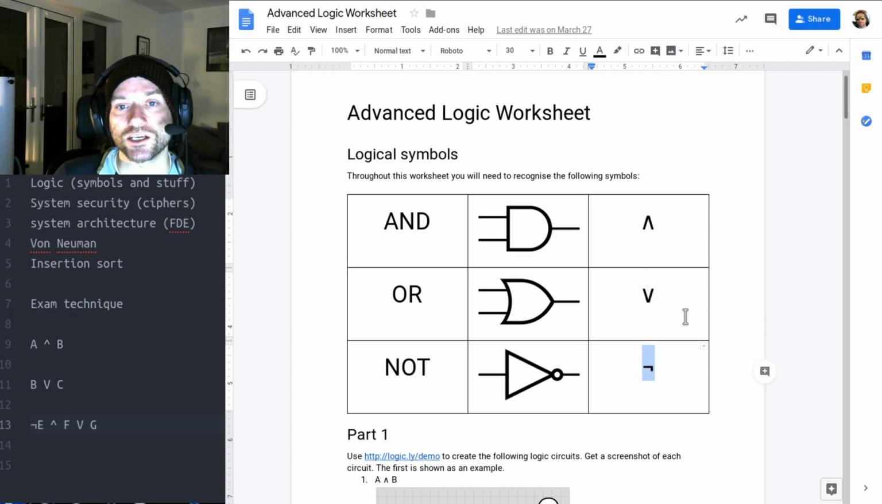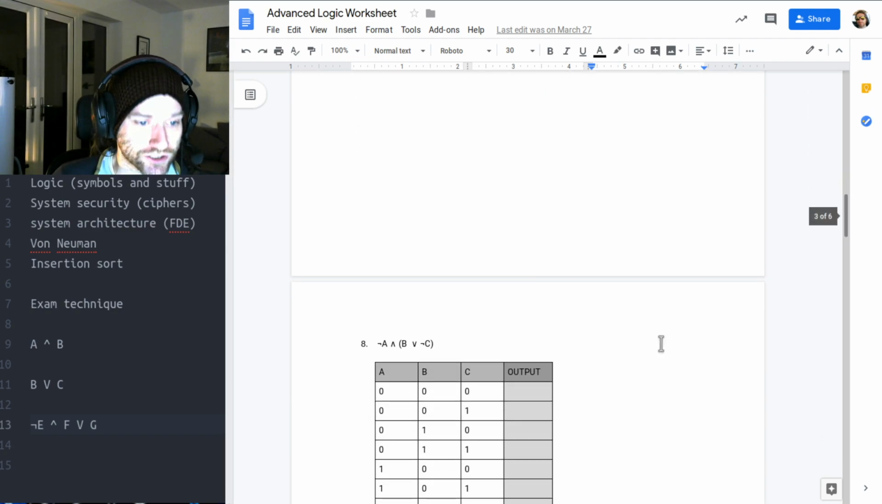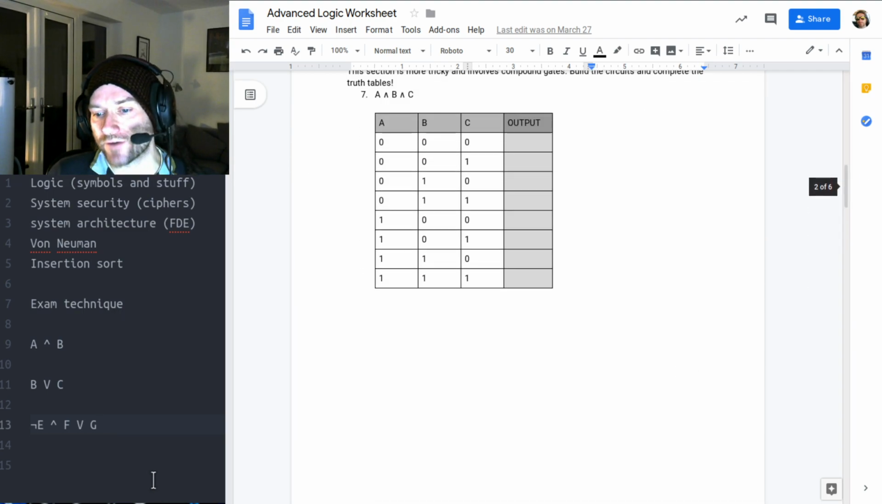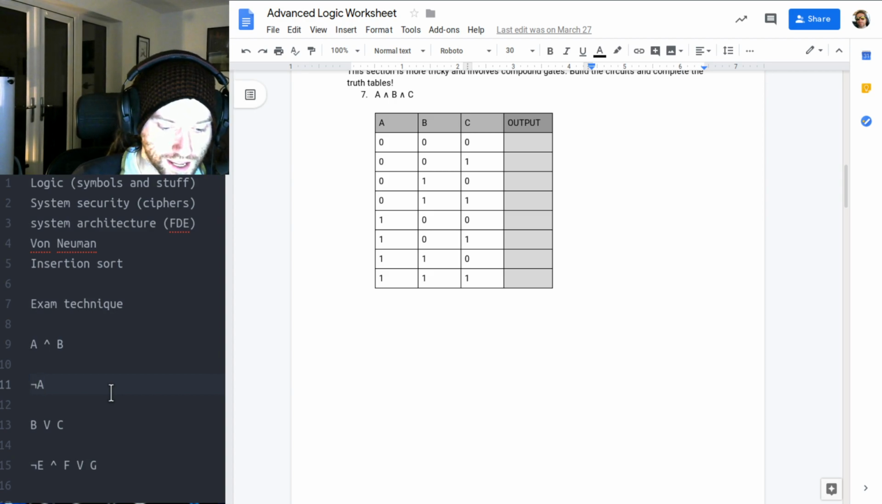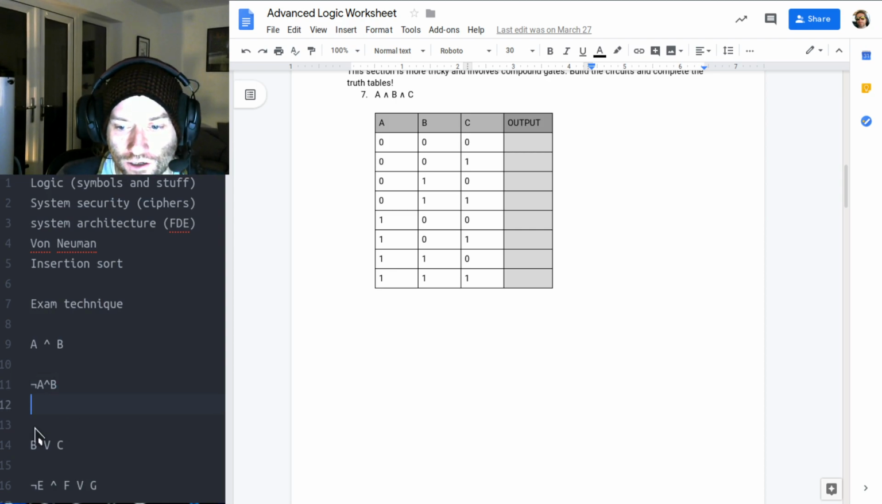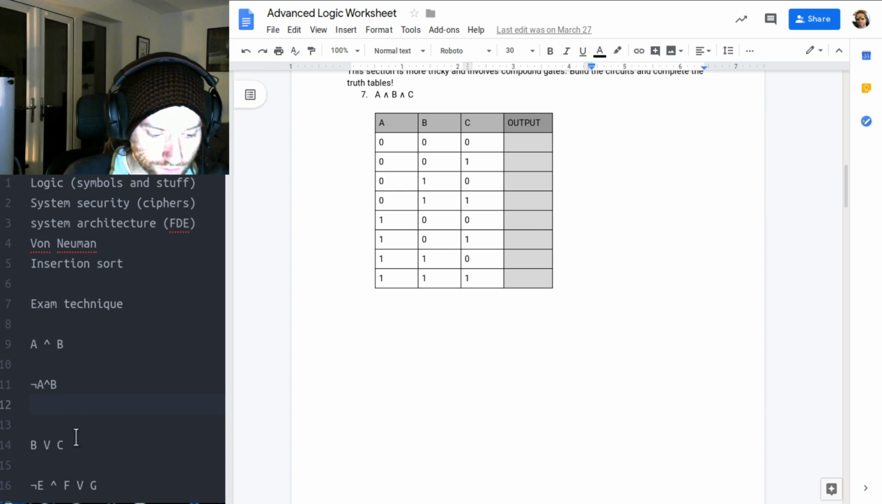When do you use brackets? You use brackets when you want to ensure that something happens before something else does. So as an example, if I did something like NOT A and B, the way that this would work is I would do NOT A and then AND B. But if I wanted to change it so that I have to do the A and B first and then do the NOT on the result of that, that's when I would use a bracket. So I'd do something like NOT (A and B).